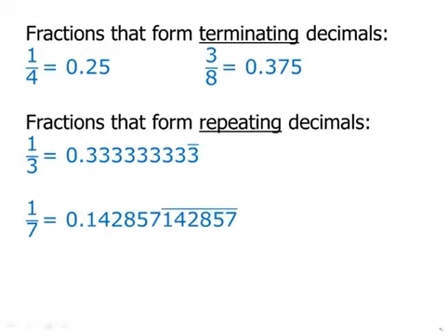Similarly, 1/7. This is not a single digit repeating. This is a set of digits repeating. 142857, 142857, 142857. That whole pattern repeats like mathematical wallpaper forever. And the way we indicate that is by writing the long bar over that entire set of repeating digits. So, once again, fractions, when written as decimals, either are terminating decimals, decimals that come to an end, or they are repeating decimals, decimals that repeat a particular pattern.